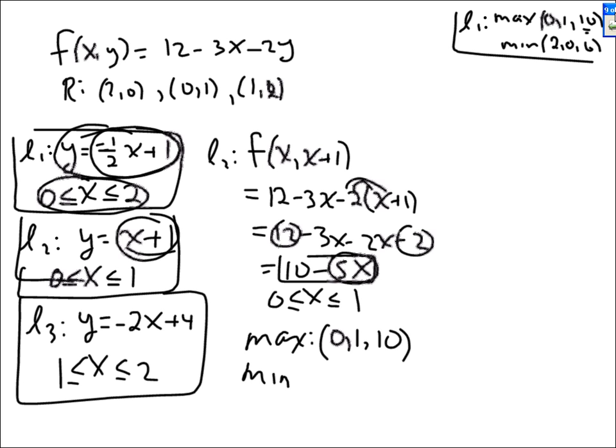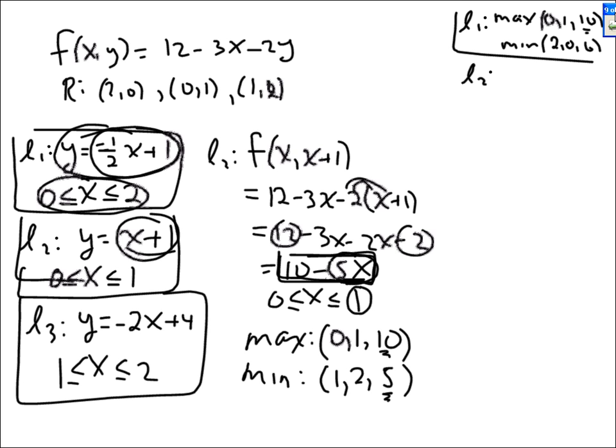The min. You want to take away the most. Well, let x be the biggest it can be. Let x be 1, and y is 1 more. And f will be 10 minus 5 times 1. 10 minus 5 is 5. So the min is 5, the max is 10.